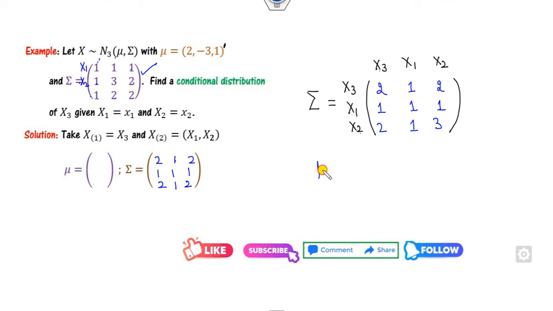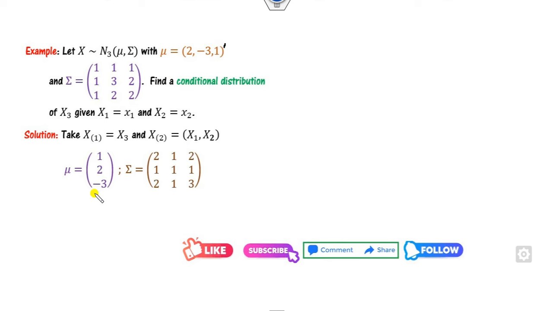What is the mu? Again with the same notation, this is x3, x1, x1, x2. What is x3? 1. x1, 2. Then minus 3. So 1, 2, minus 3 is the mean vector. Fine. So remember, what is the dimension of this? 1. So you can say it's a normal distribution. This one. This is my x1.